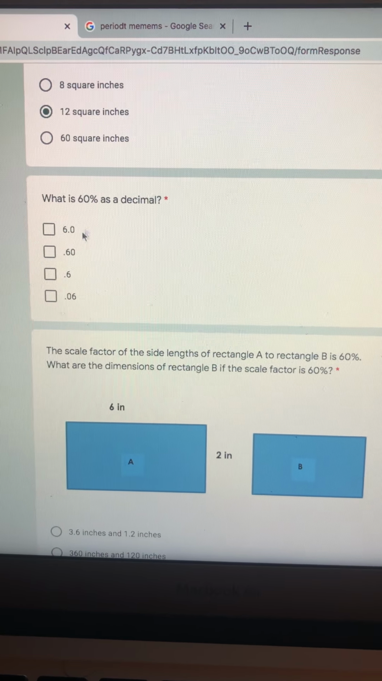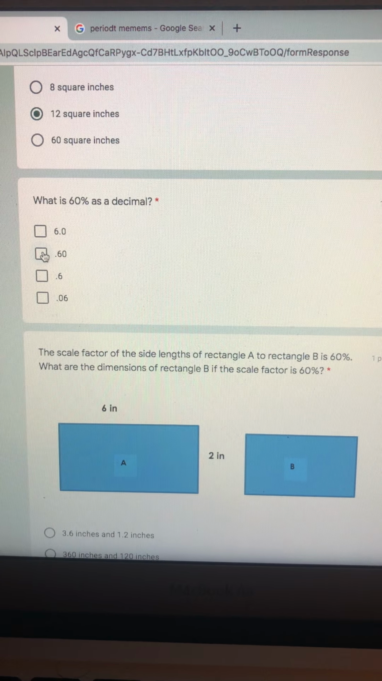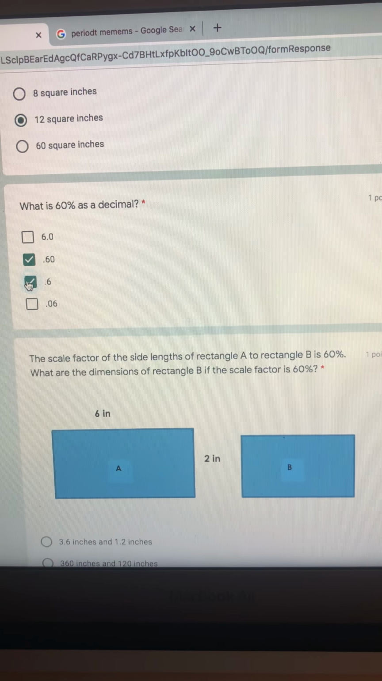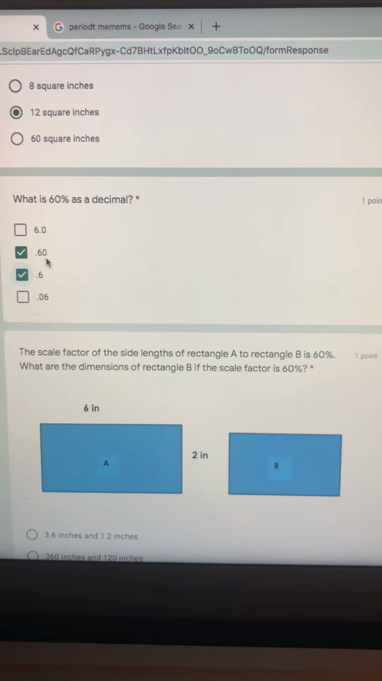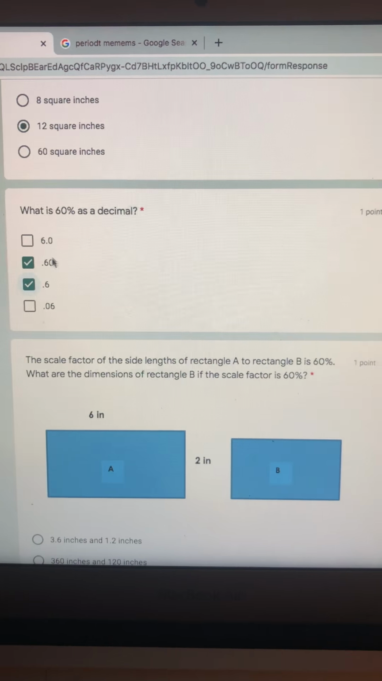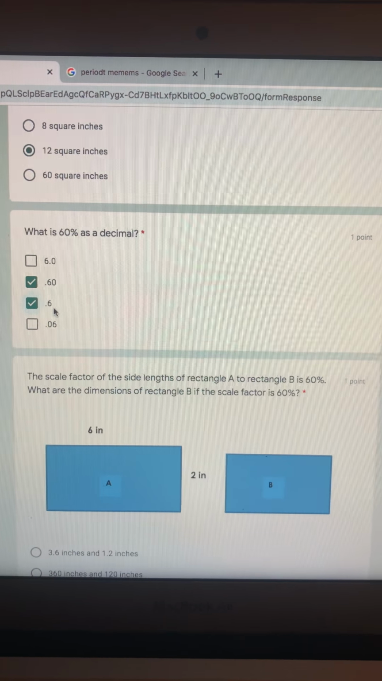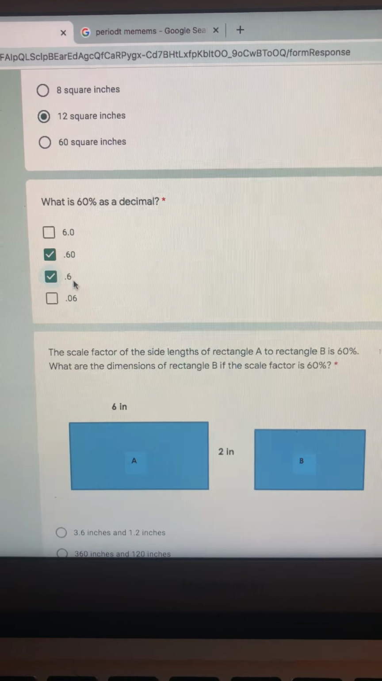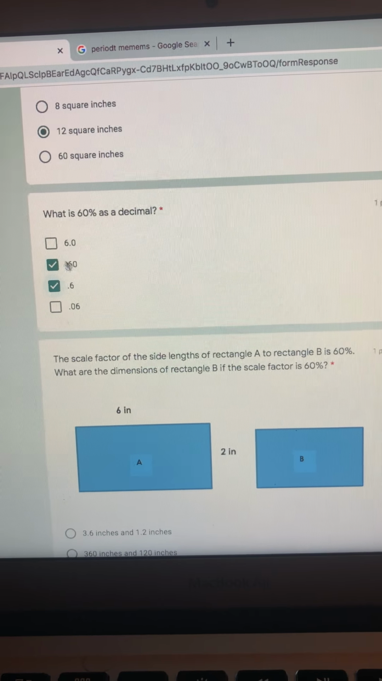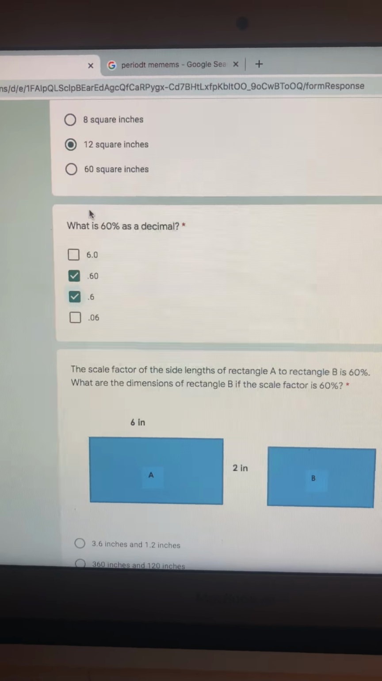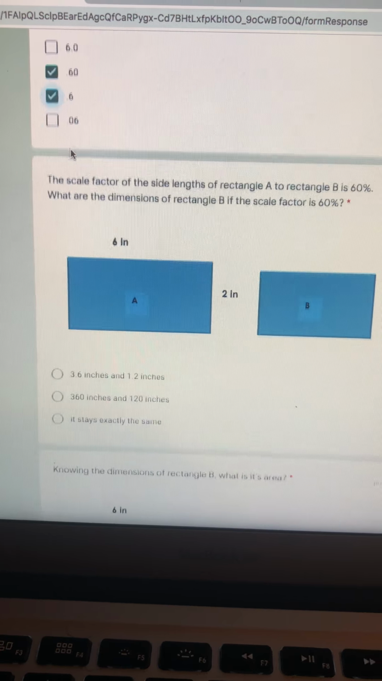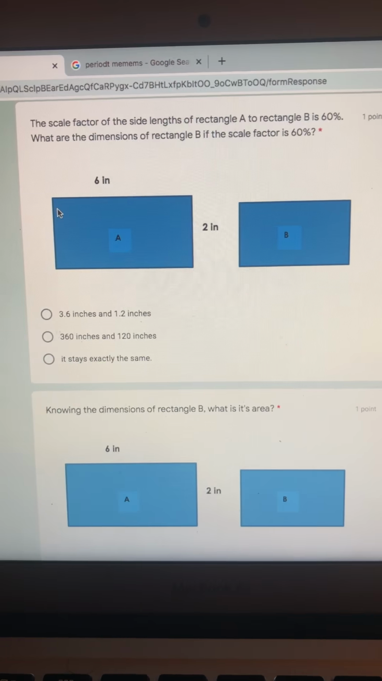60% is 60 hundredths because 60% is 60 out of 100, but it's also equivalent to 6 tenths. Remember in class we would change 0.60 to 0.6. That's because 60 hundredths is equivalent to 6 tenths. This one's a little bit tricky. On the independent practice, you are going to have to choose 2 answers here. All right, we're going to move on.